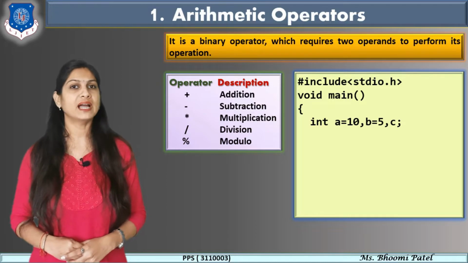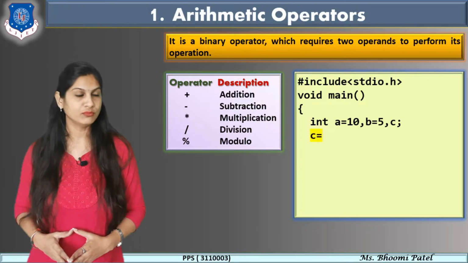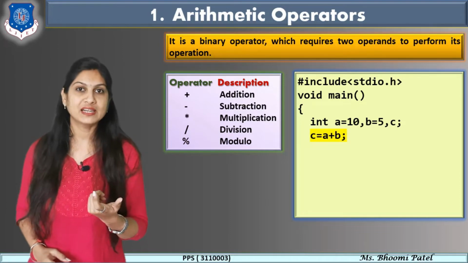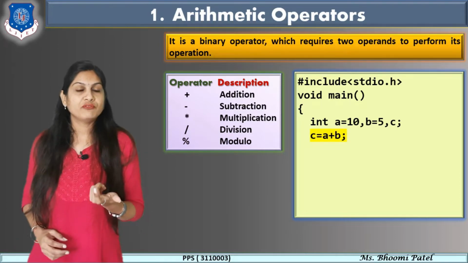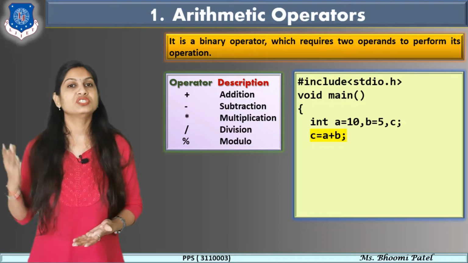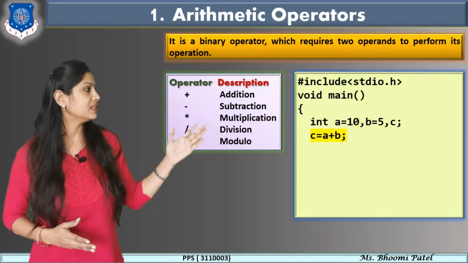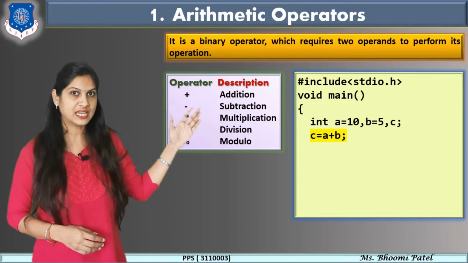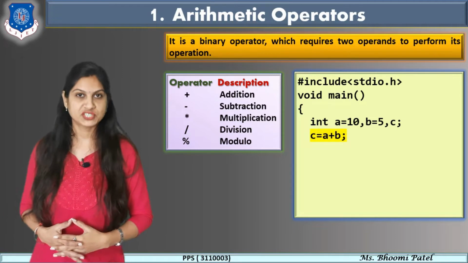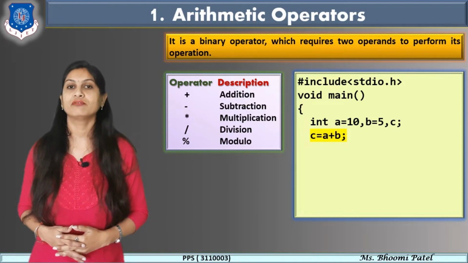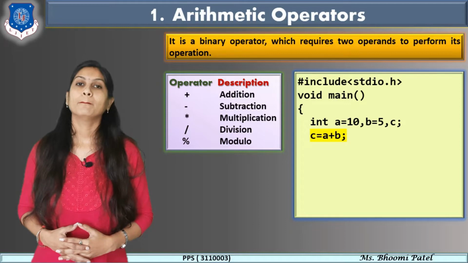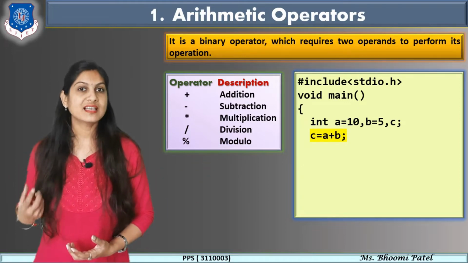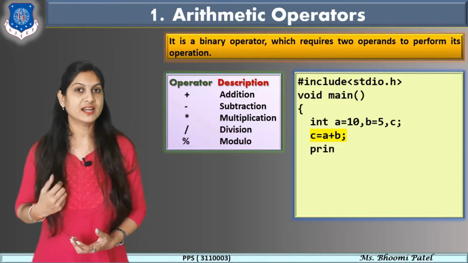Now how can you perform addition? For that you write the formula c equals a plus b. This plus is our arithmetic operator. Instead of addition, if you want division, you just change the symbol: instead of plus you put division. Likewise you can put the minus sign for subtraction, star for multiplication, and for finding the remainder you put the percentage sign. Clear?